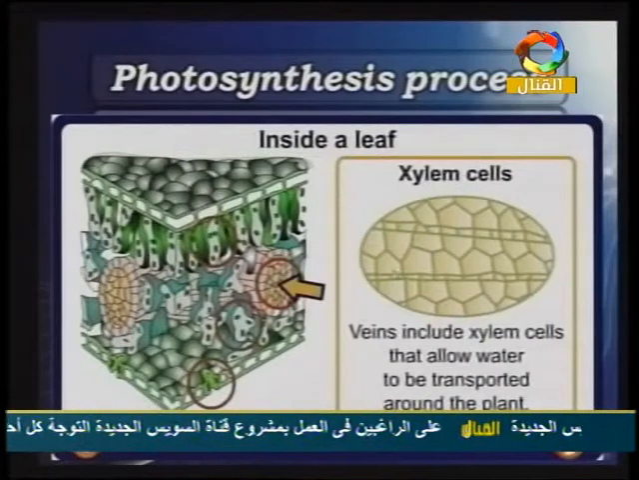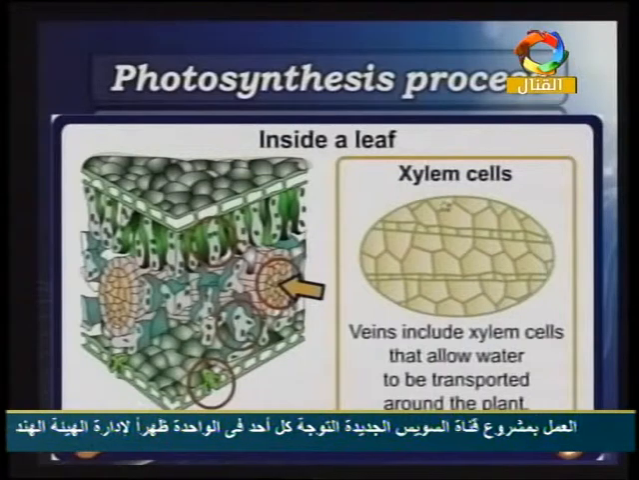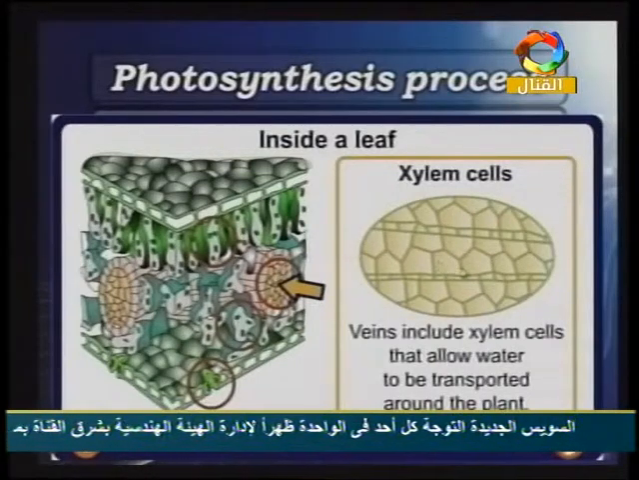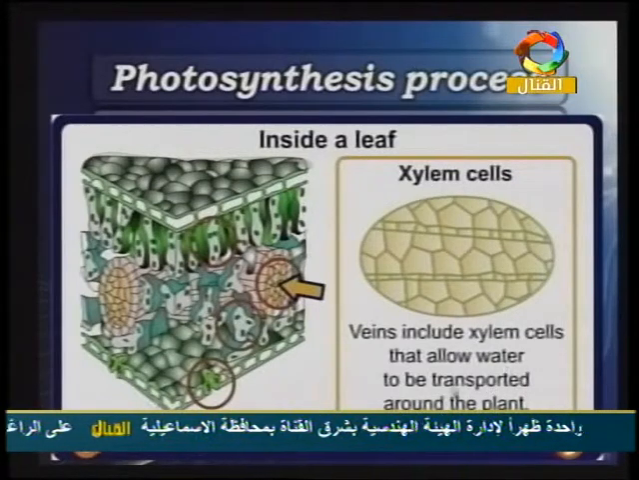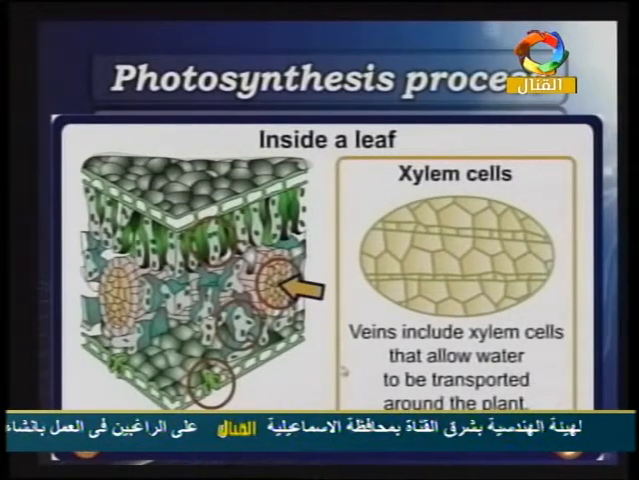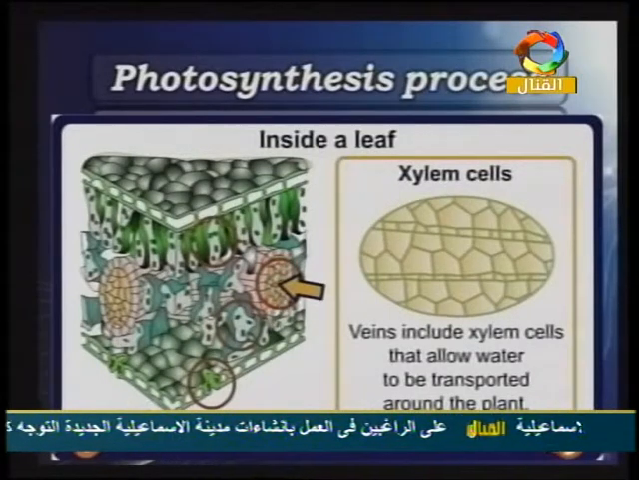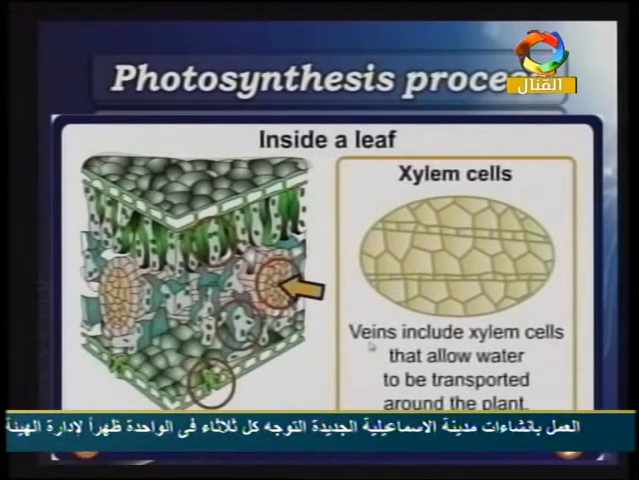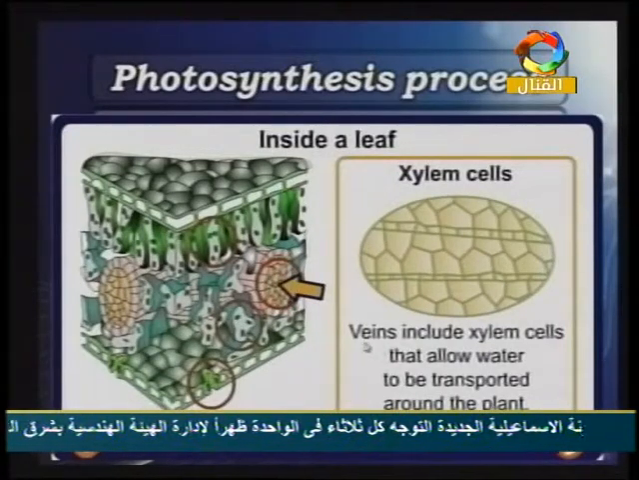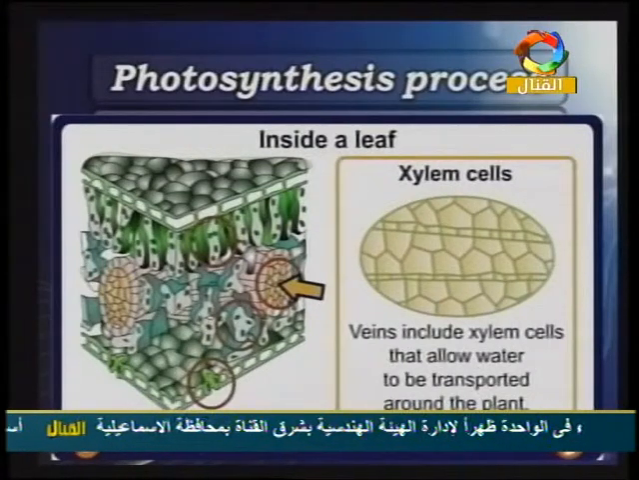After that, the second one we have is the xylem cell. Xylem means it has some kind of parts of the wood. Wood means xylem. To make what? To allow the water to be transported around the plant. This here is xylem. The function of this xylem is found in the leaf, and we have the xylem found in the roots. So to make what? To allow water to be transported around the plant.